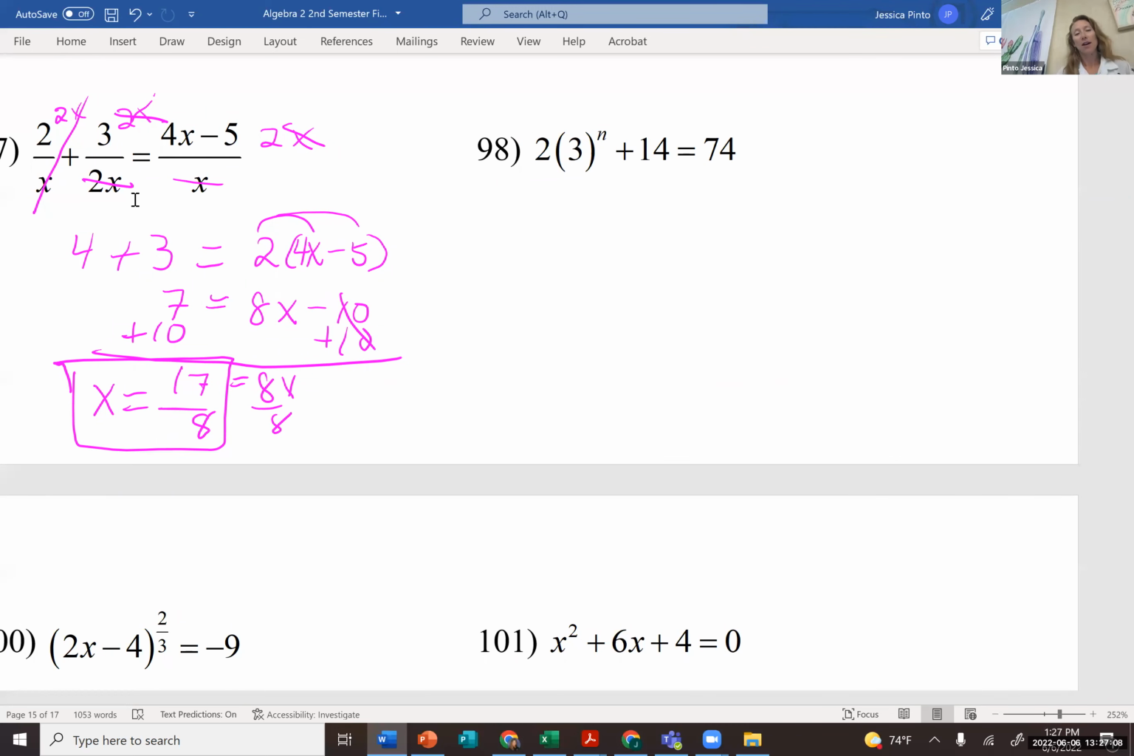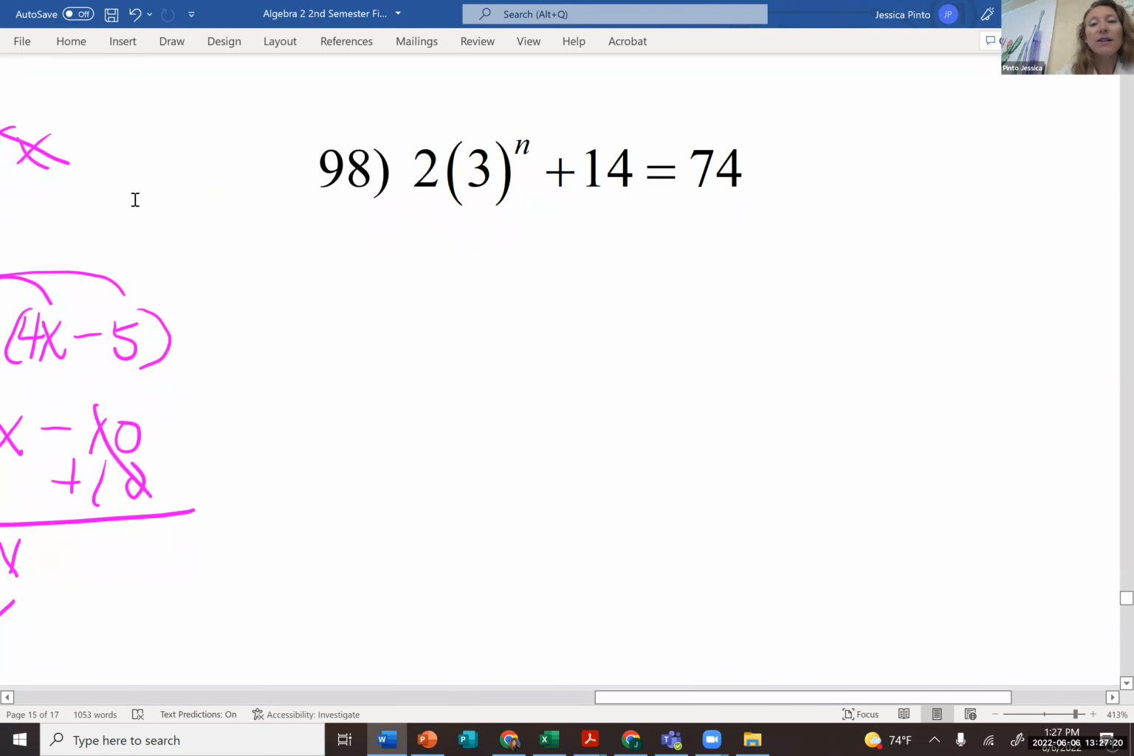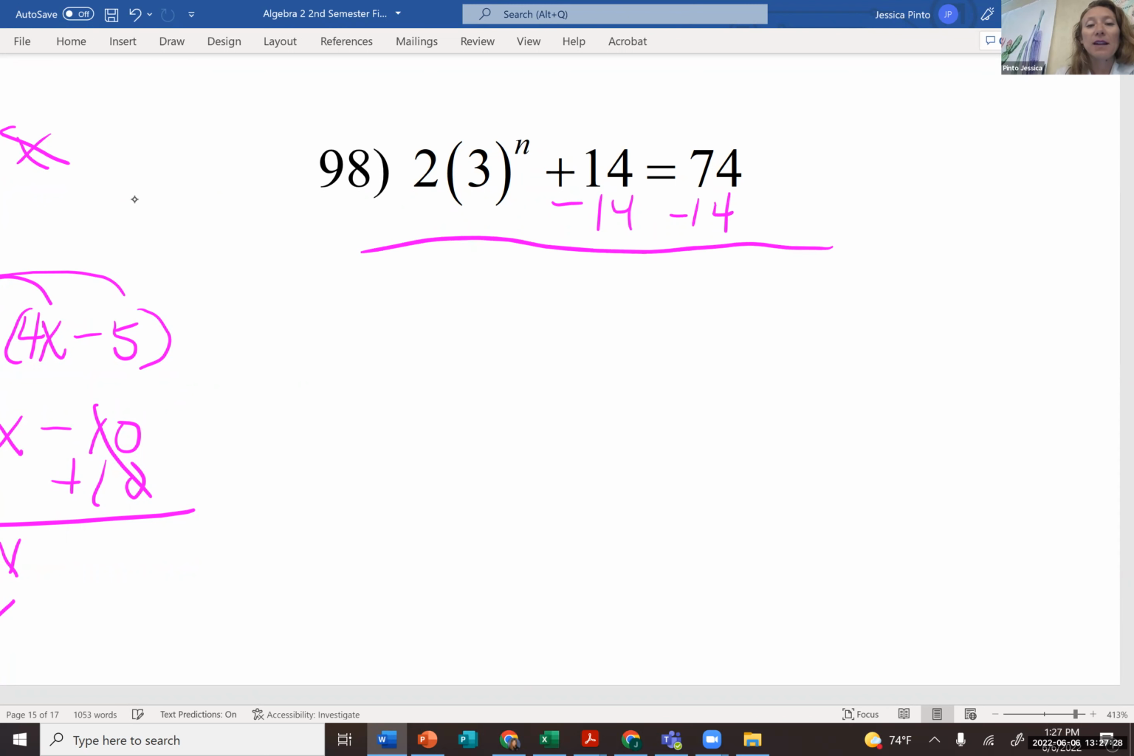98. Okay, we're solving for an exponent, so we'll probably need to use logs unless it works out that the other side can be written with a base 3. Let's take a look. It doesn't look like that's going to be the case. I subtract 14 because I'm trying to isolate the expression that has n. That's 2 times 3 to the n power is equal to 60. I divide by 2. I have 3 to the exponent n is equal to 30.